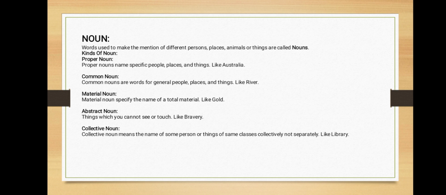The third type is material noun. Material nouns specify the name of the material, like gold, silver, wood, etc. Abstract nouns are things which you cannot see or touch; they are only felt and observed, like bravery, joy, etc. Number 5, collective noun. Collective noun means the name of some persons or things of the same class collectively, not separately. For example, football team, garden, library.